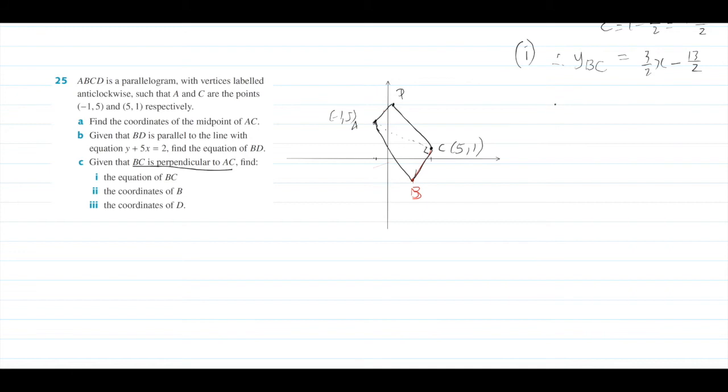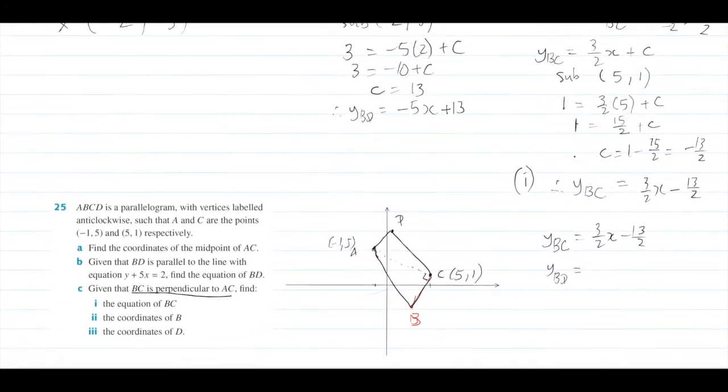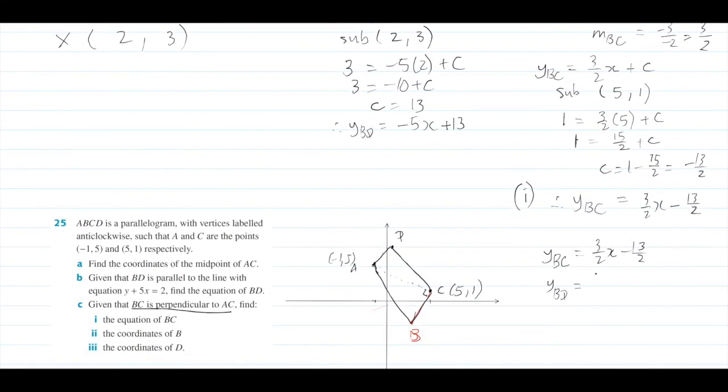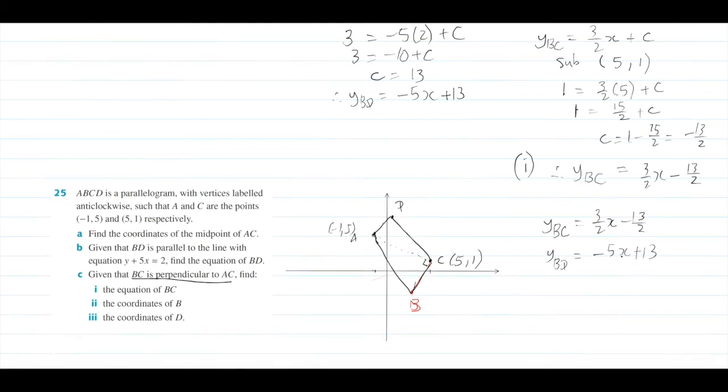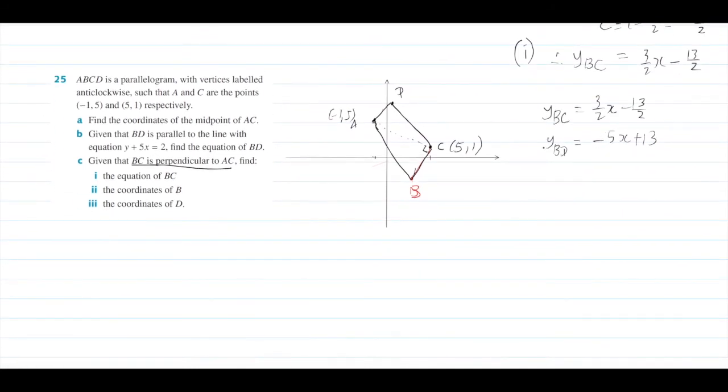So let's summarize firstly. We know YBC has the equation 3 over 2x minus 13 over 2. We know the equation YBD, as we found earlier over here in part B, is -5x plus 13. Okay, so those are the two equations we know for sure. So let's go on to part I.